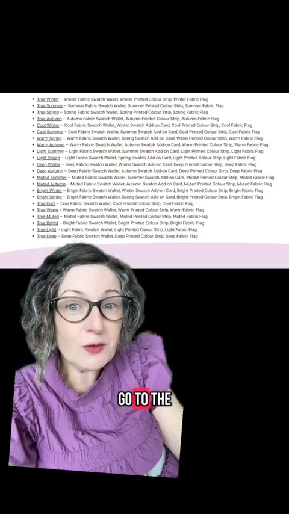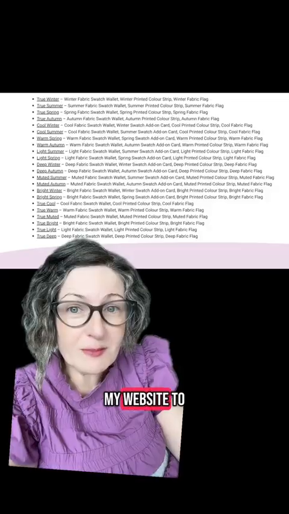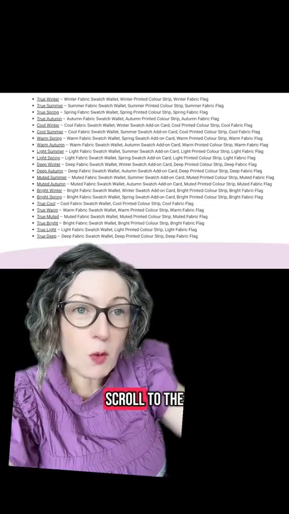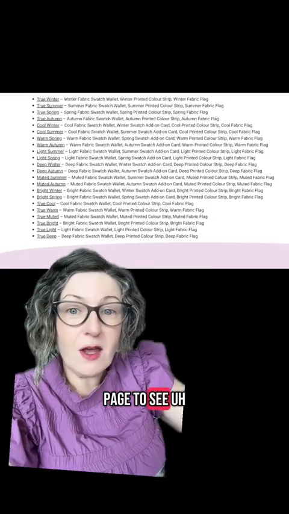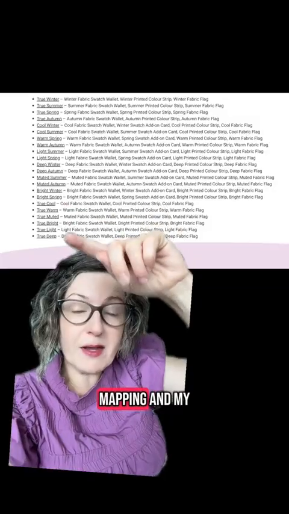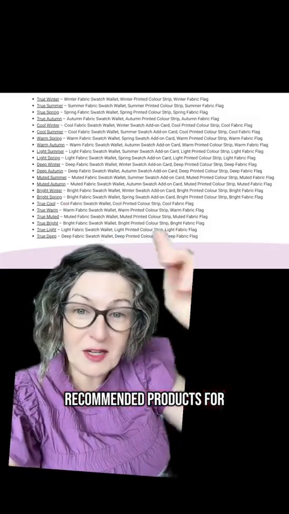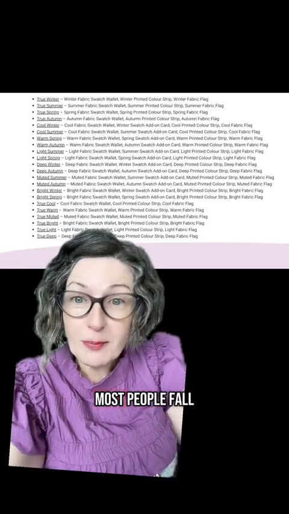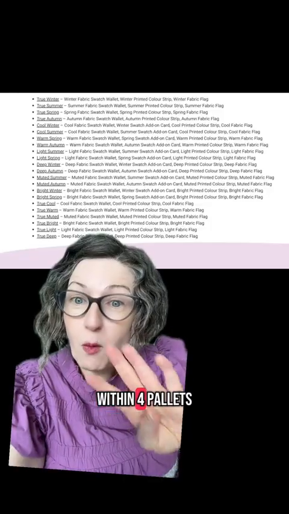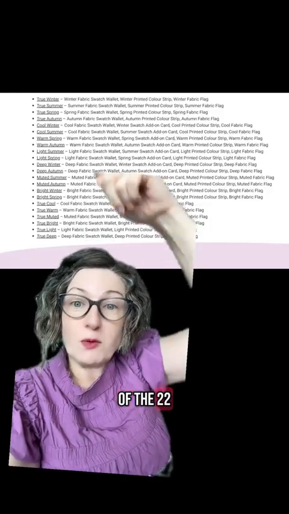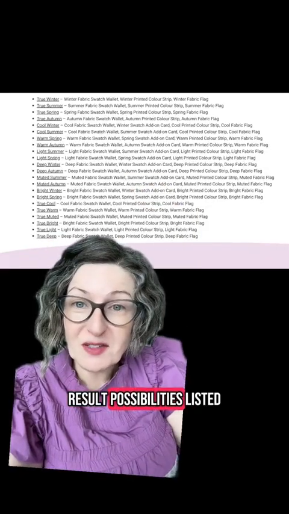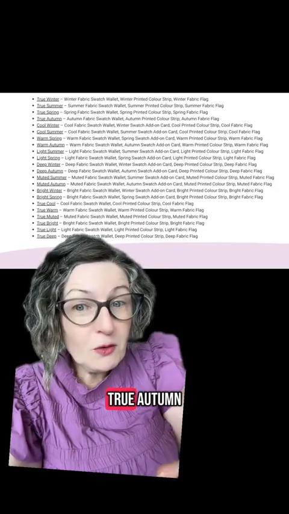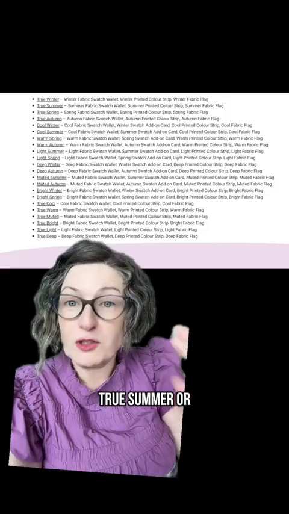If you go to the products area on my website, to the color analysis kits page, it says on that page to scroll to the bottom of the page to see each result mapping and my recommended products for each mapping. To knock off the easy part of this discussion, most people fall within 4 palettes of the 22 result possibilities listed on the page. Those 4 palettes are true winter, true autumn, true summer, or true spring.